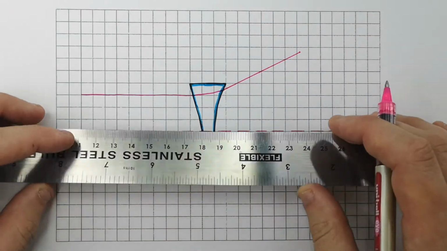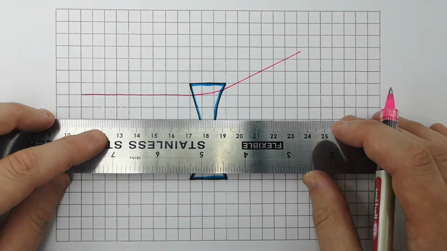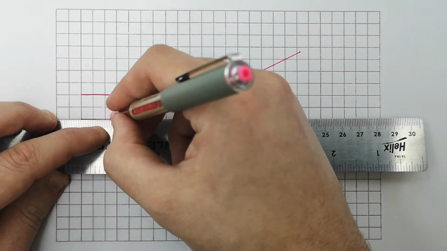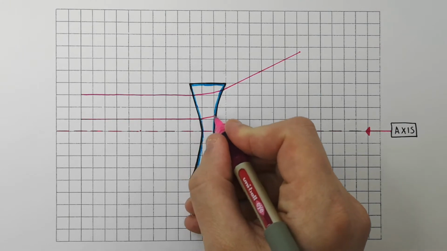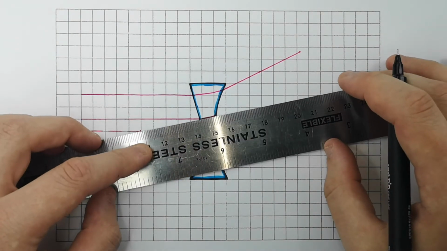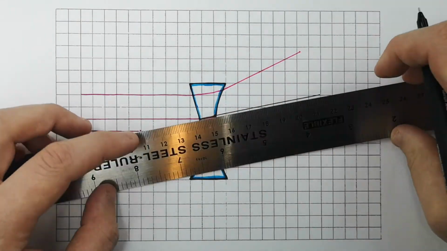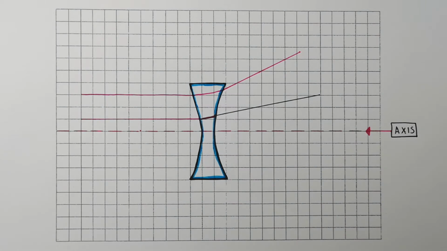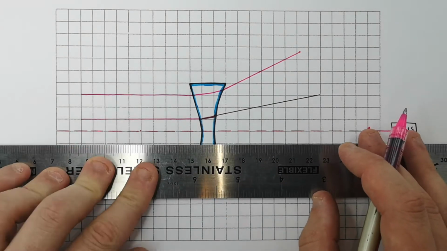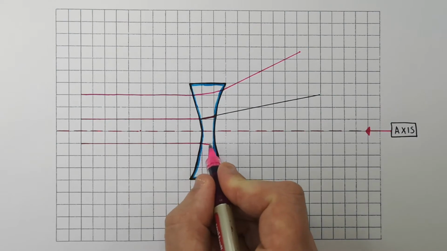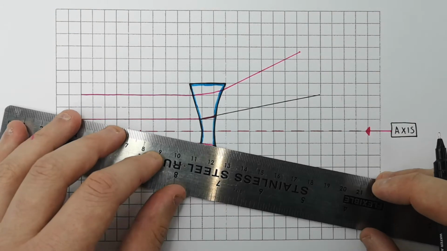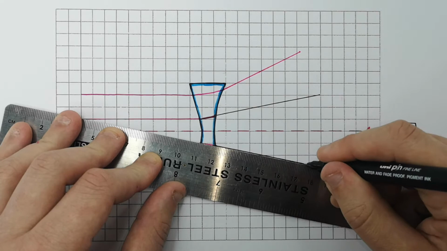This is another incident ray that is traveling parallel to the axis. And when it gets to the concave lens, the light refracts away from the axis and diverges. The light ray doesn't converge like in a convex lens, it diverges. So any incident ray that travels parallel to the axis is going to diverge away from the axis after it refracts through a concave lens.